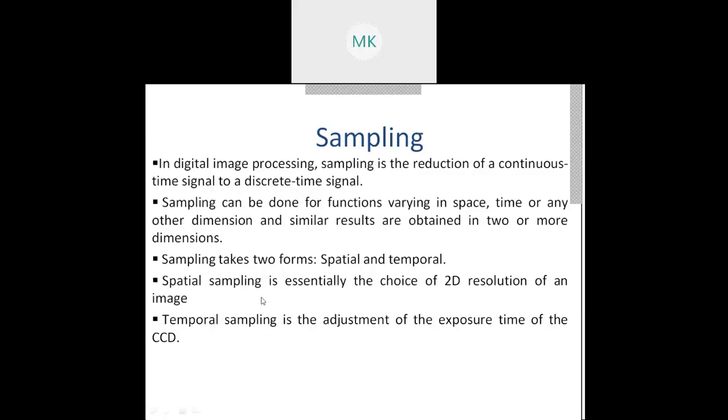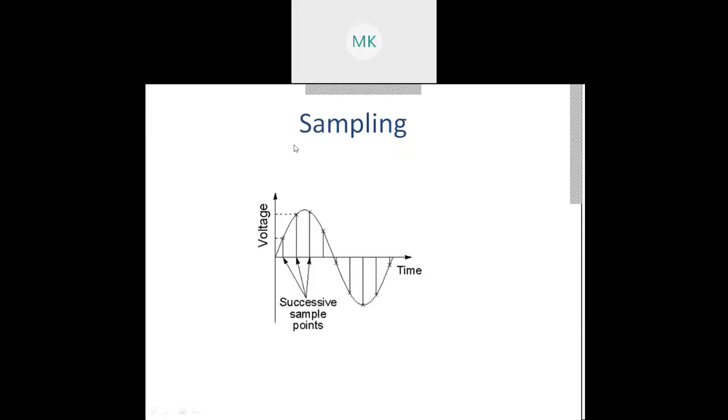Spatial sampling is essentially the choice of 2D resolution of an image, whereas temporal sampling is nothing but adjustment of the exposure time of the CCD. So this is about sampling. How do we convert the voltage into digital form? We sample at different discrete points, so we digitize the analog signals, that is coordinate values with respect to time.